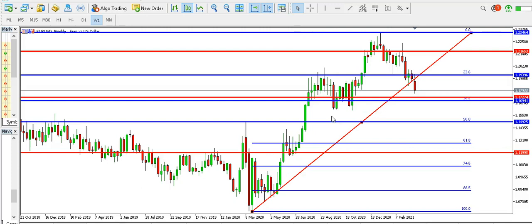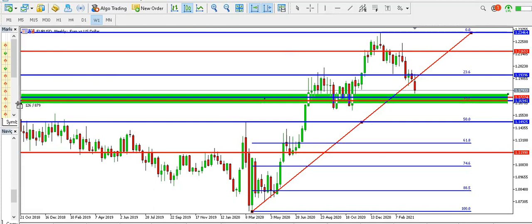Alright, so this is a very important level. This particular zone is very important on my chart, where I have both the monthly and weekly Fibonacci levels aligning almost at the same point. So this particular point is a very important level for me.